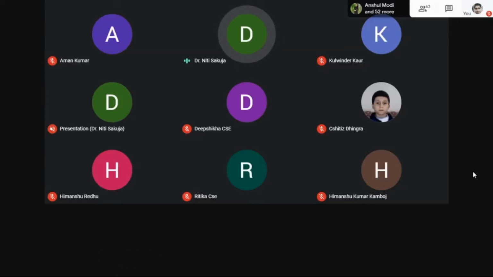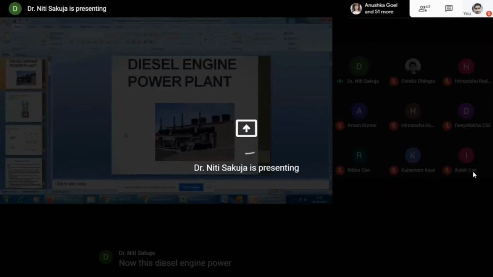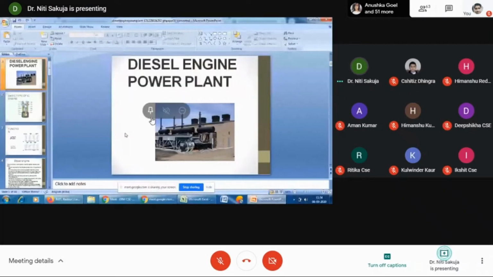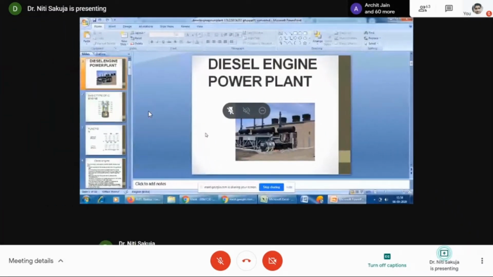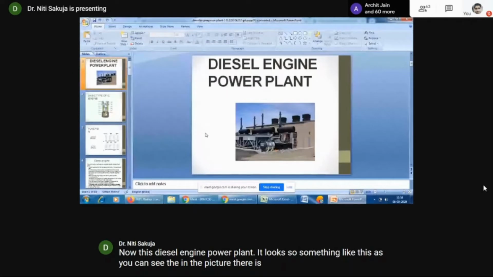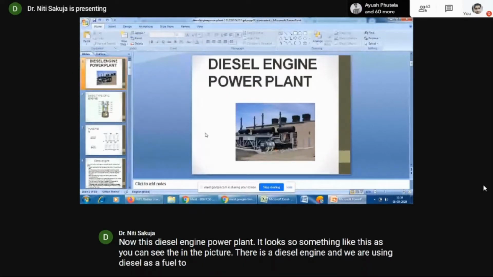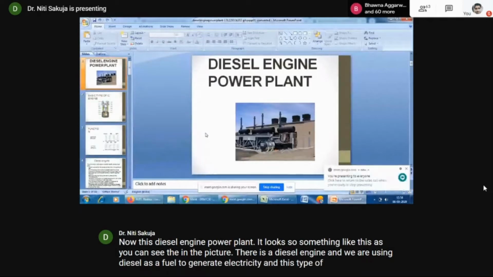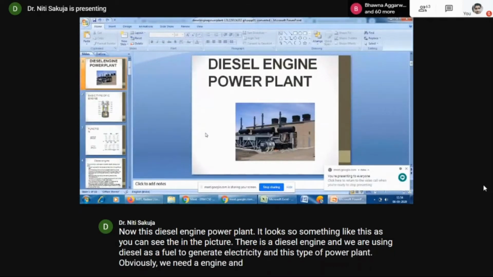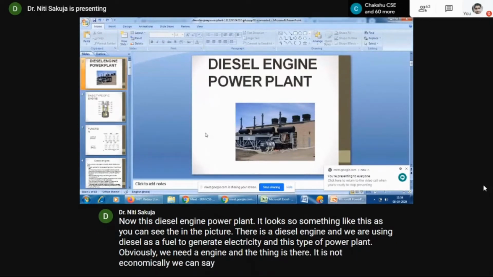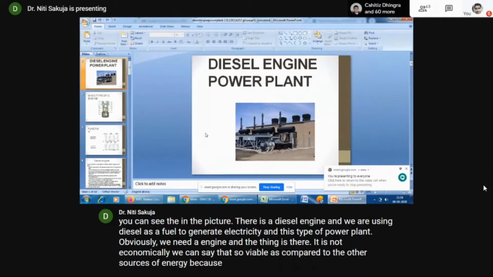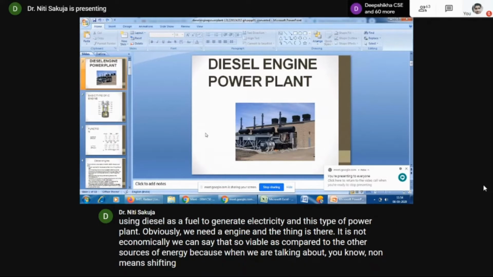This diesel engine power plant looks something like this. As you can see in the picture, there is a diesel engine, and we are using diesel as a fuel to generate electricity. And for this type of power plant, obviously, we need an engine. And the thing is, it is not so economically viable as compared to the other sources of energy, because we are talking about shifting our stress to the non-renewable energy resources.